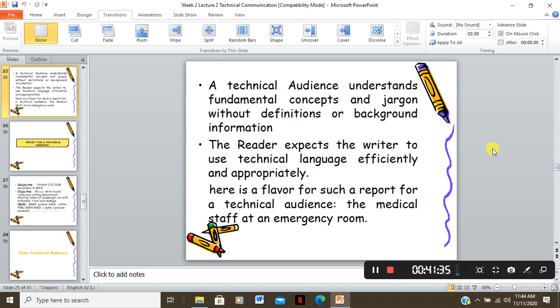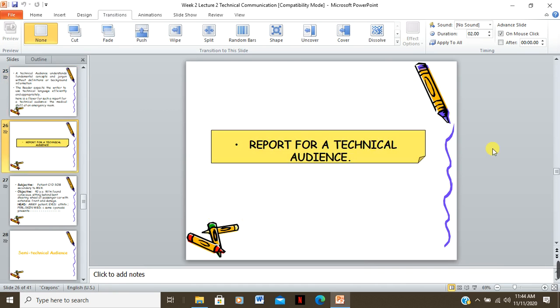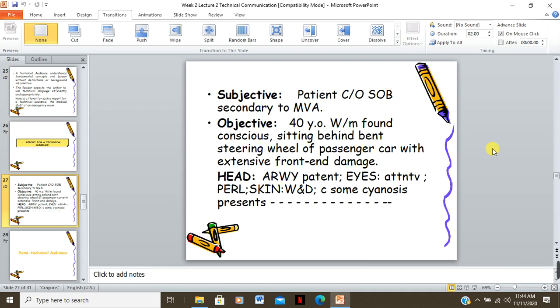for a technical audience: the medical staff at an emergency room. In the next slide, we'll see. So, report for a technical audience. Here is an example. Here it goes like this. This is a report of a doctor about a patient.